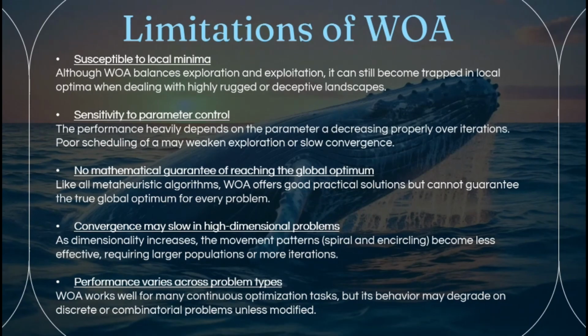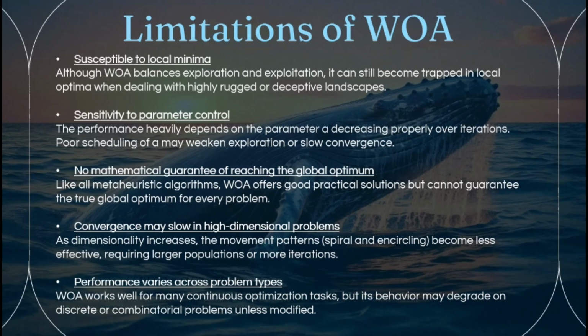Next we see what are the limitations of the whale optimization algorithm. Despite its strengths, whale optimization has some limitations. The first is susceptibility to local minima. In extremely rugged landscapes, the algorithm may still get stuck. The second one is that it is sensitive to parameter A. If the parameter is not tuned properly, exploration or convergence may weaken.